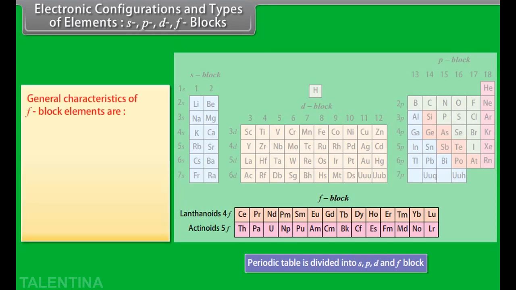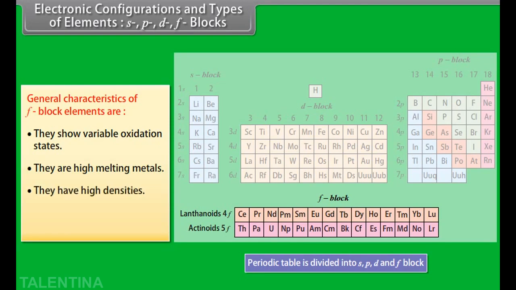General characteristics of F block elements: they show variable oxidation states. They are high melting metals. They have high densities. Most of the elements of the actinide series are radioactive.